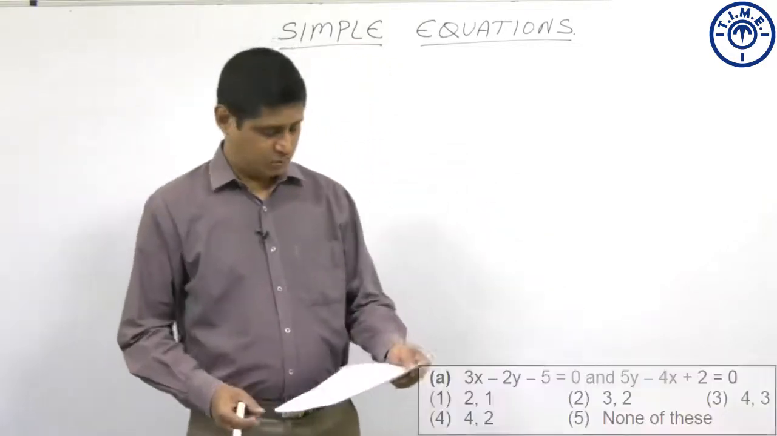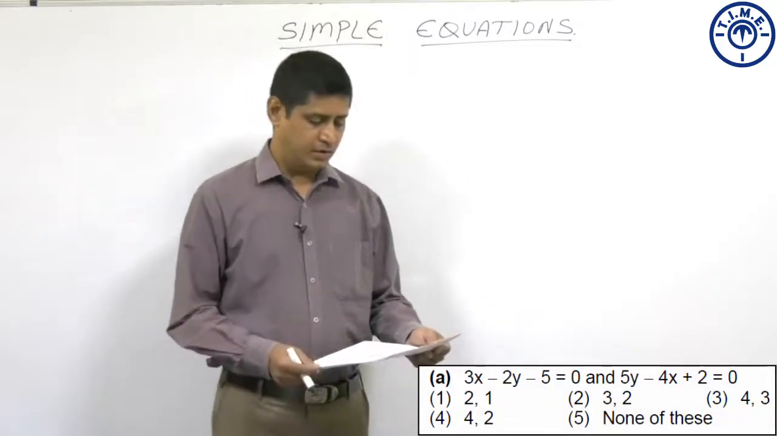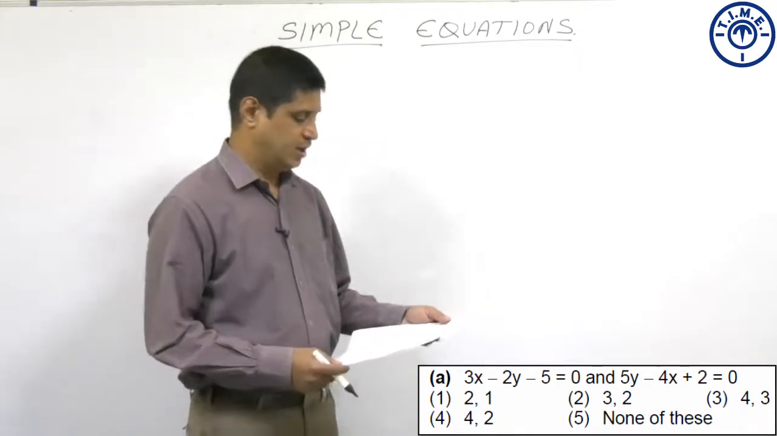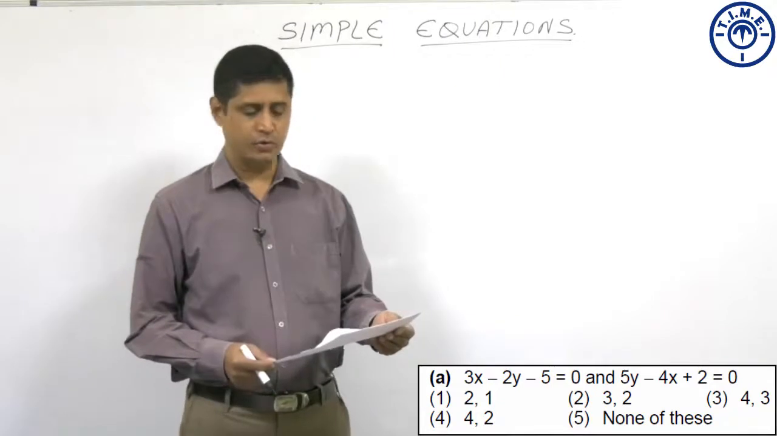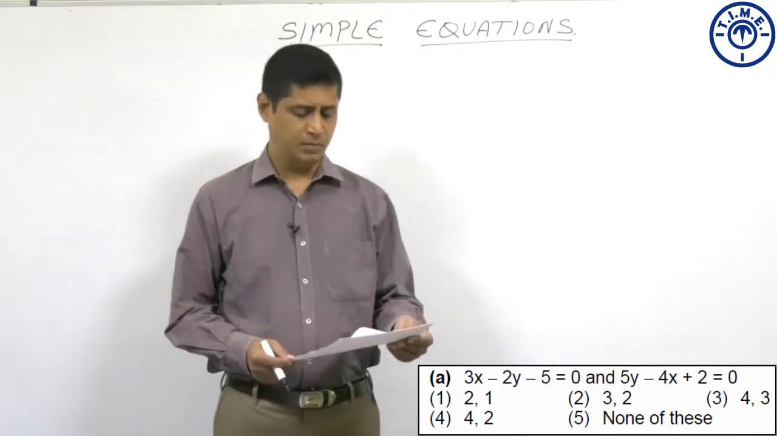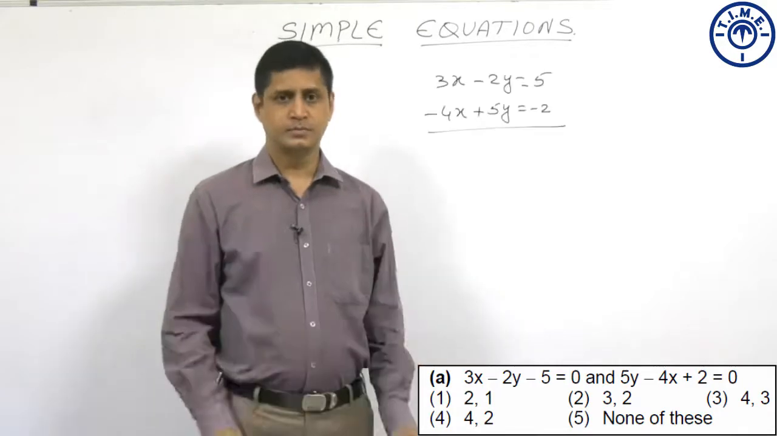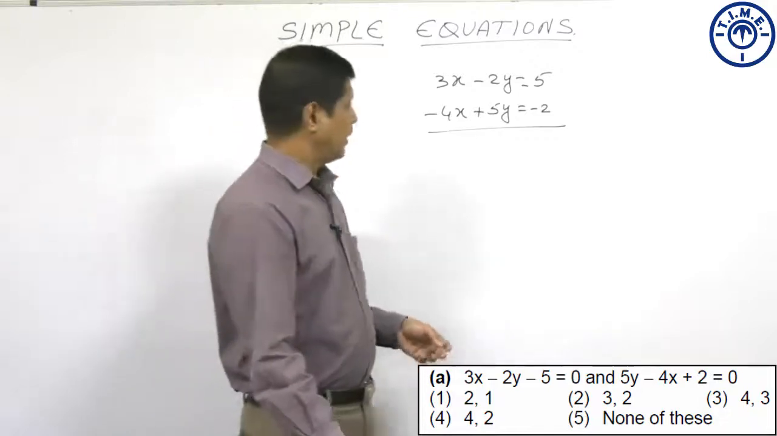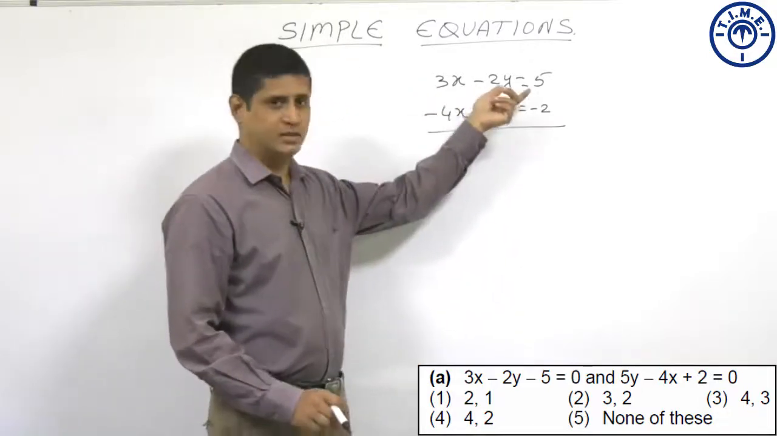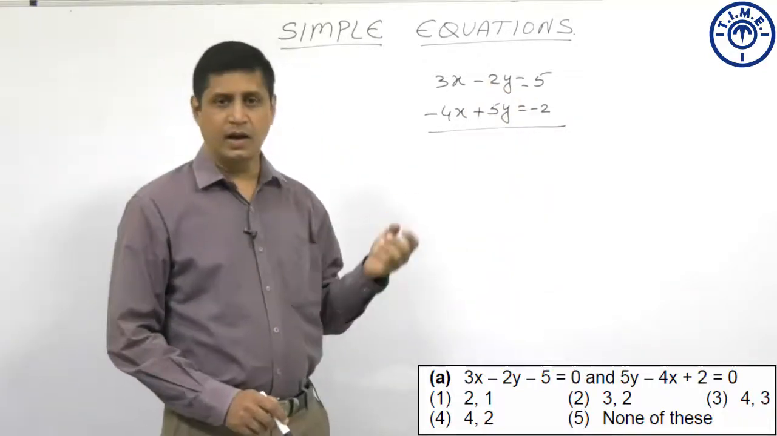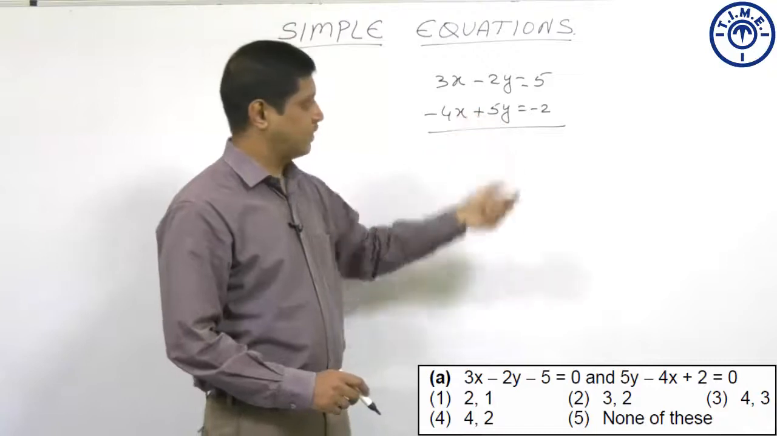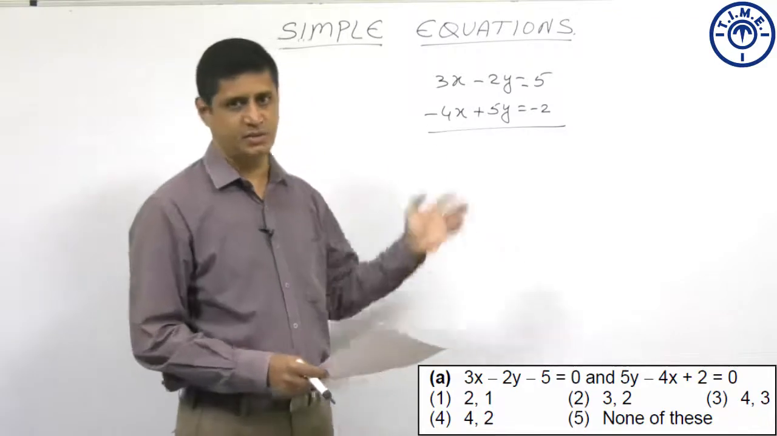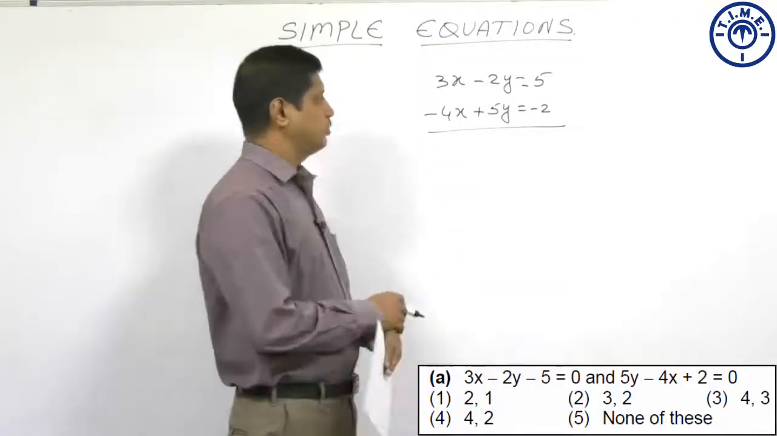Now look at the question here. Solve the following pair of equations for x and y. The first equation, 3x minus 2y minus 5 is equal to 0, and 5y minus 4x plus 2 is equal to 0. Now we have two equations with two variables. Now I am writing 3x minus 2y is equal to 5 and minus 4x plus 5y is equal to minus 2. I am taking variables on one side and constant values on the other side. Now the x and y values are to be found.